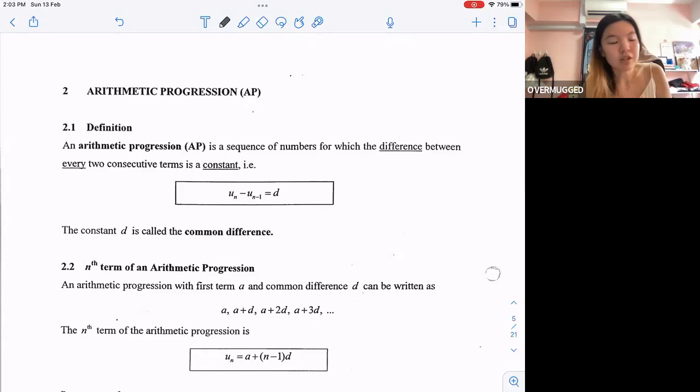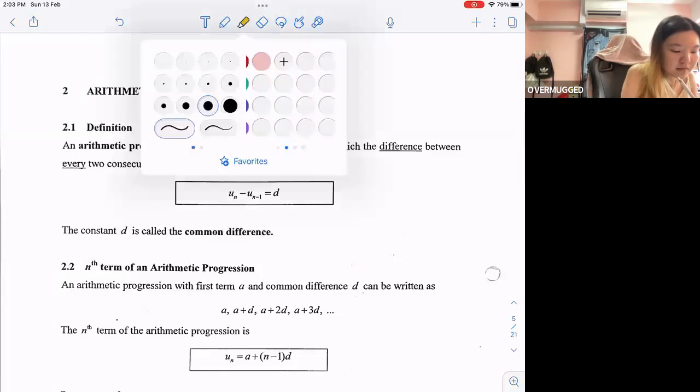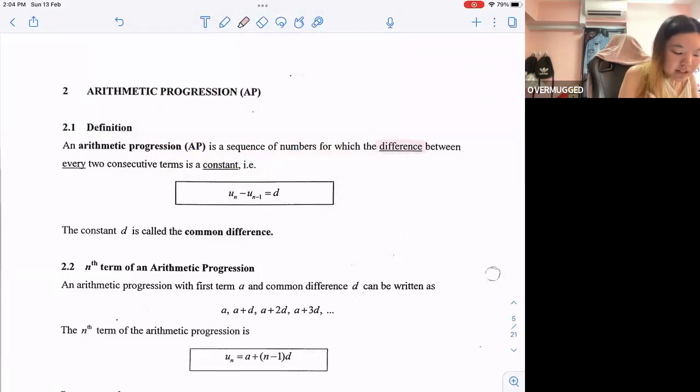An arithmetic progression is a sequence of numbers for which the difference between every two consecutive numbers is a constant. That means when I go from the first term to the second term, maybe I minus 2. Then from the second to the third term, I will also minus 2. So the difference is always the same between the terms.